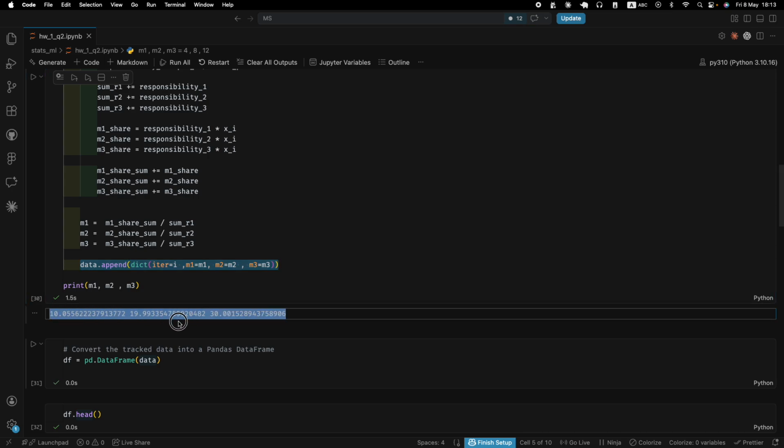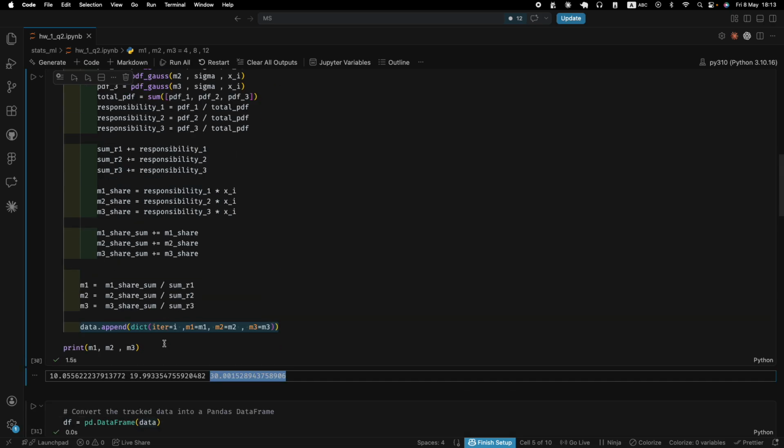I printed the total value at the end. So we can see M1 is around 10, M2 is almost 20, and M3 is 30, which makes sense because the actual mu was 10.